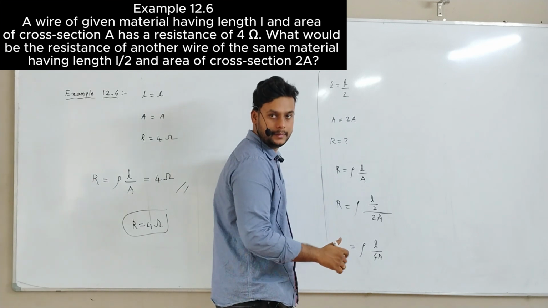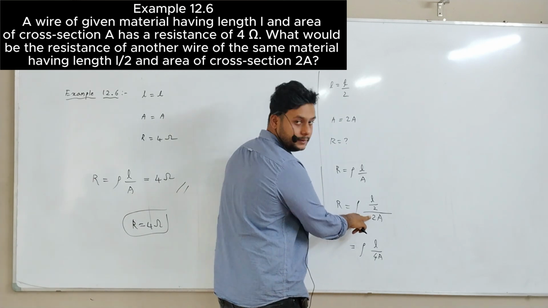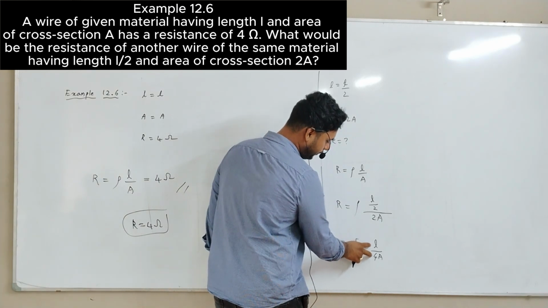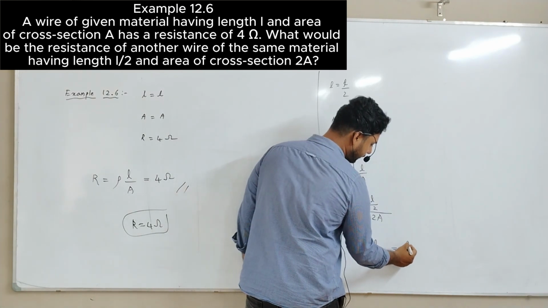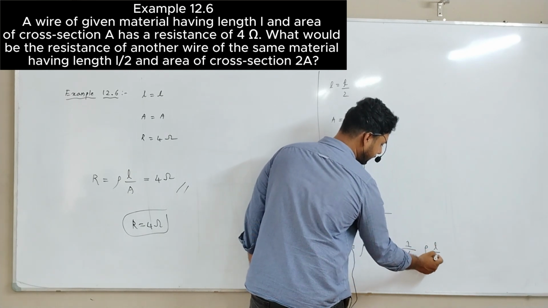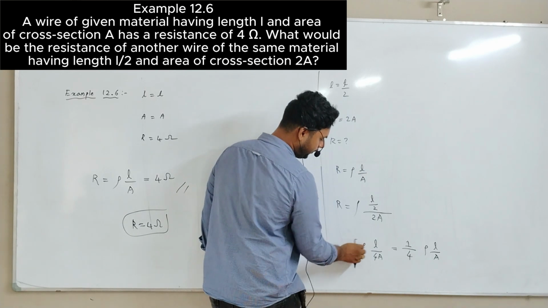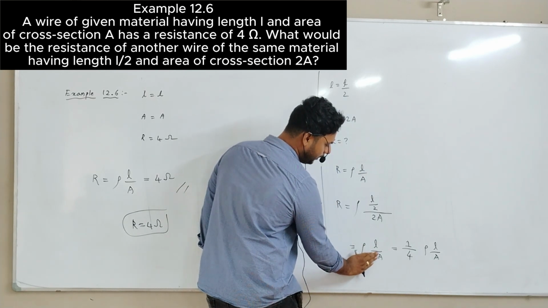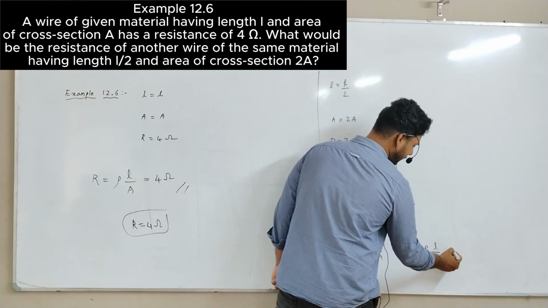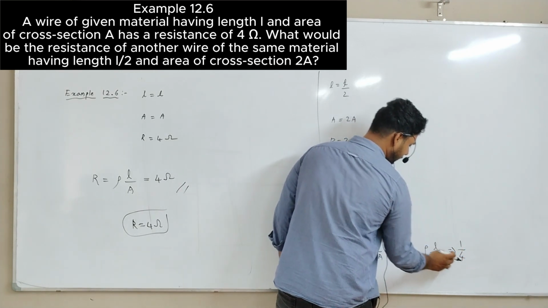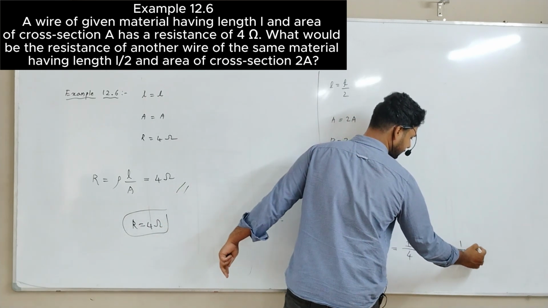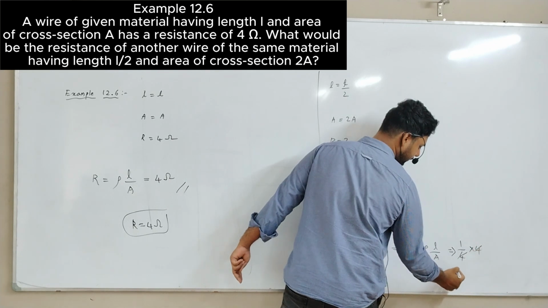Proper? The 2 comes below, L by 2. So L by 4A. Now this 1 by 4 I will take outside. This will become 1 by 4. If I pull out 1 by 4, see what will remain? Rho L by A will remain. 1 by 4 I have taken outside. 1 by 4 keep it as it is. What is the value of rho L by A when it was the same material? 4. 4 and 4 cancel. Answer is 1.